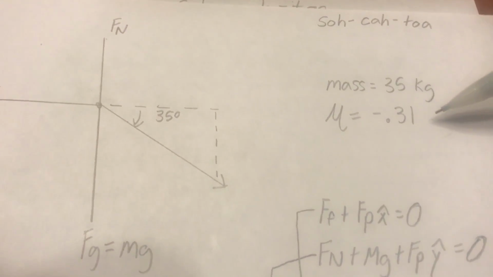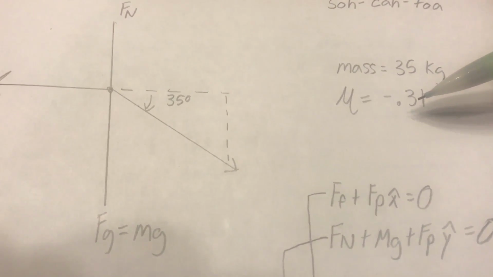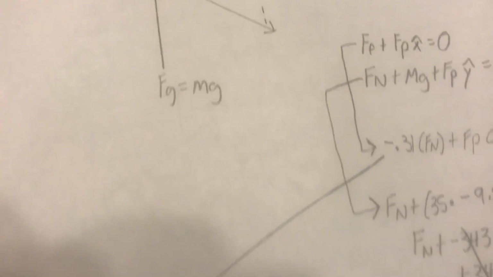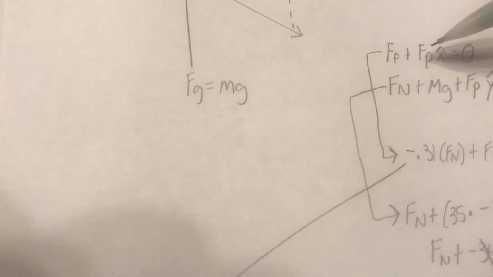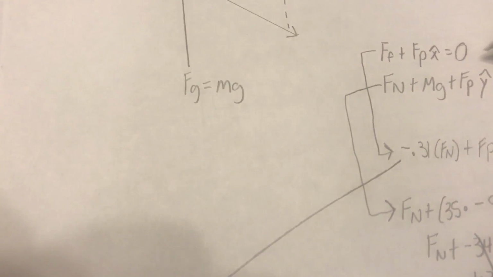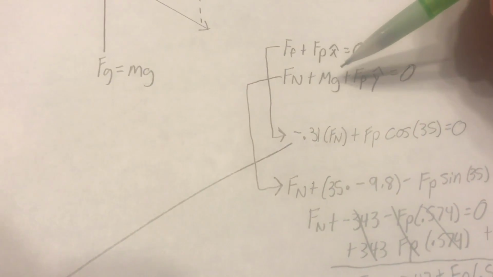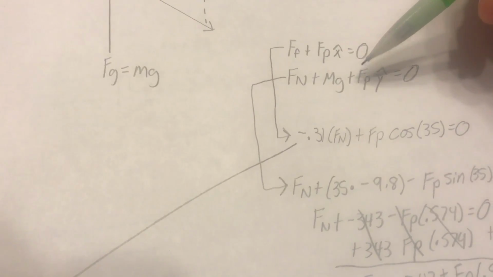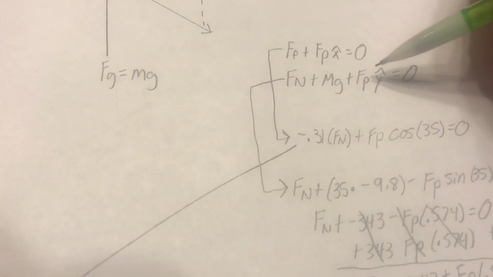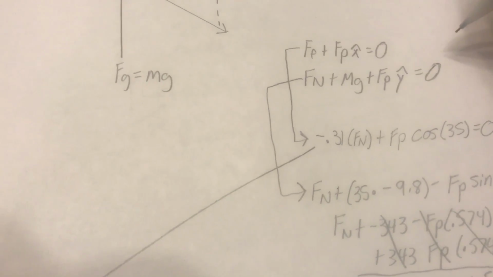So I wrote down what I knew, and that's the mass of 35 kilograms. Mu is negative 0.31. The reason it's negative is because it's going in the negative x direction. So I have F_f, which is frictional force, plus frictional pull or push, x hat equals 0. And then for y, I have my normal force plus force of gravity plus F_P, y hat equals 0.